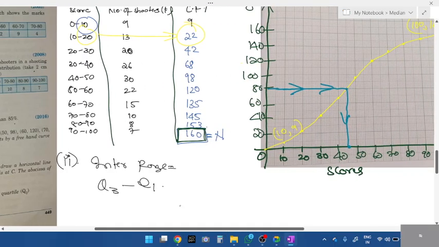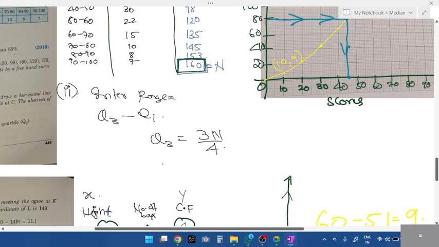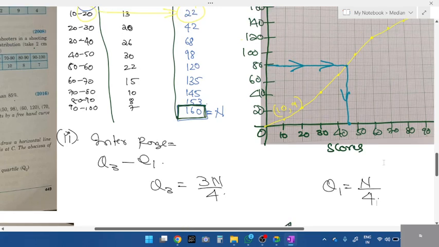Now, the Q3 formula. What is Q3, students? The Q3 formula for this graph is totally different. 3n divided by 4. This is the formula. And what's the formula for Q1? Q1 is n divided by 4. Make a note of only these three formulas. For this entire OJ graph question, we need only these three. For median, it was n divided by 2. We took n divided by 2 and found the median value.